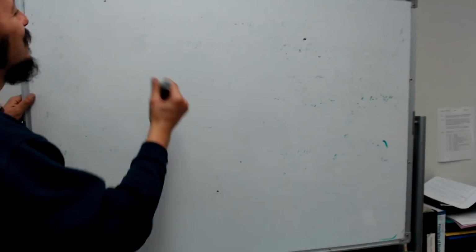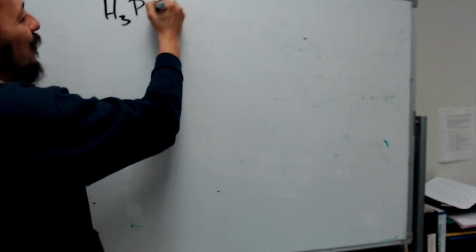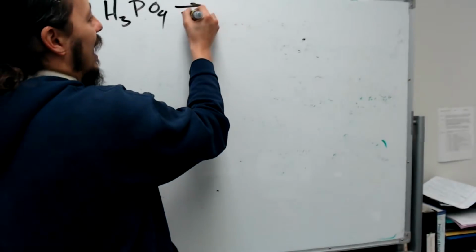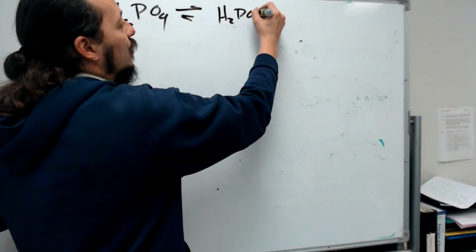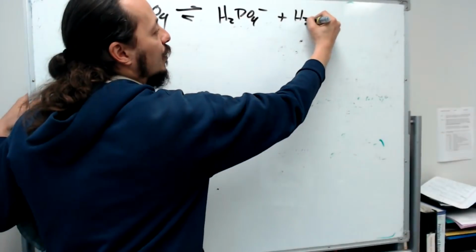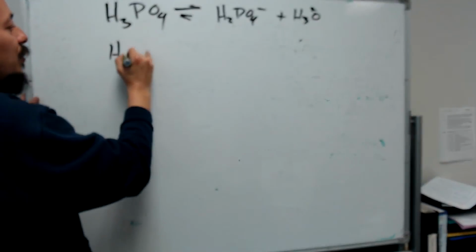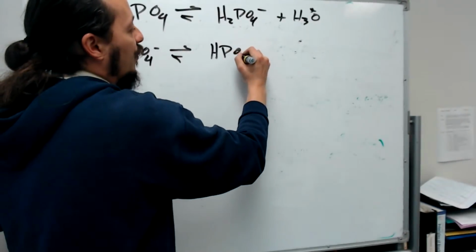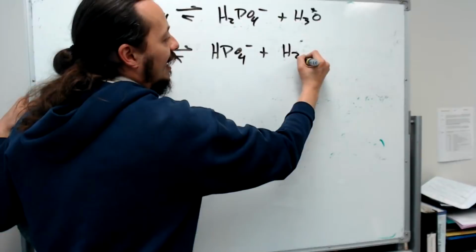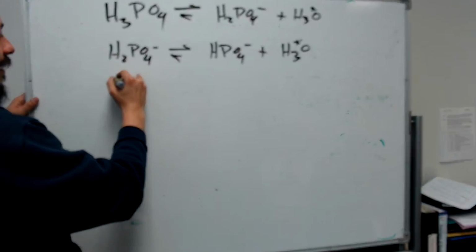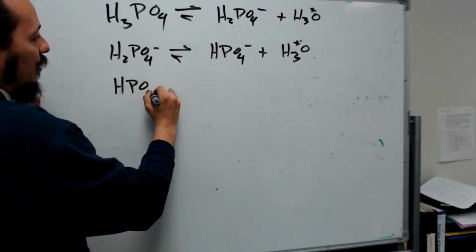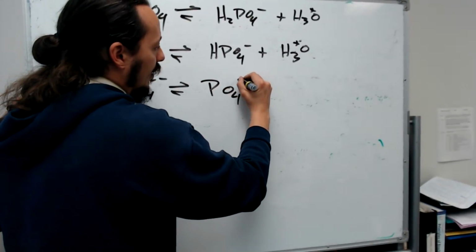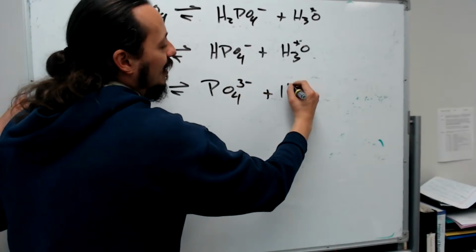Let's look at what would happen for H3PO4, right? So in this case, we'd be looking at 3 steps. We'd look at H3PO4 going to H2PO4 minus plus some H3O plus. We'd look at H2PO4 minus going to HPO4 2 minus plus H3O plus. And we'd be looking at HPO4 2 minus going to PO4 3 minus plus H3O plus.